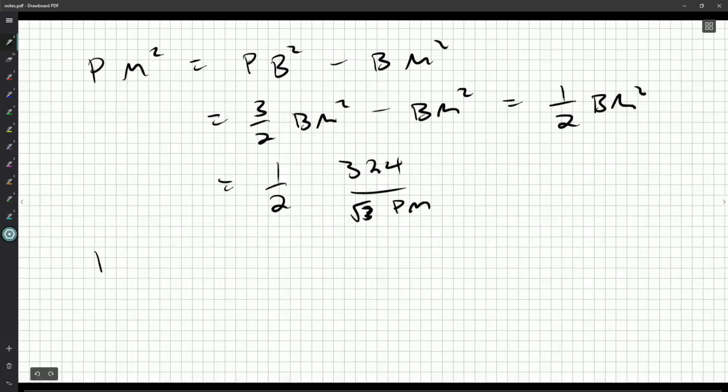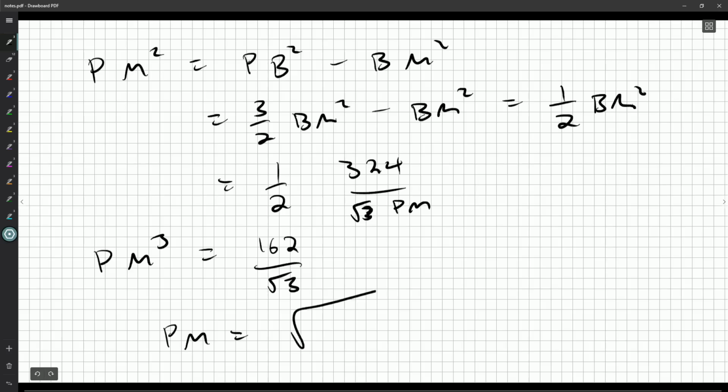Multiplied by PM on both sides, we'll get PM cubed. 324 divided by 2 is going to be 162. So 162 over root 3. The depth of water is the cube root of that.